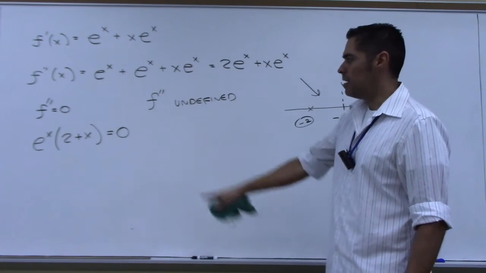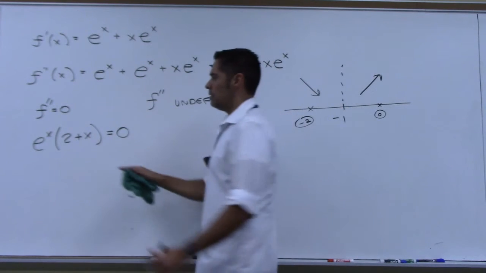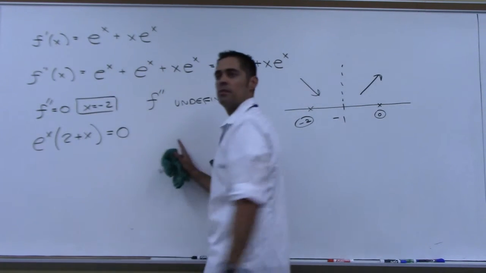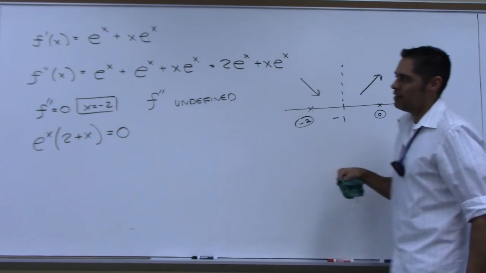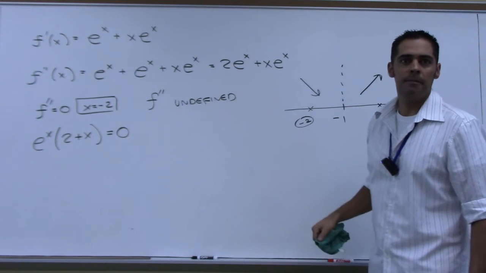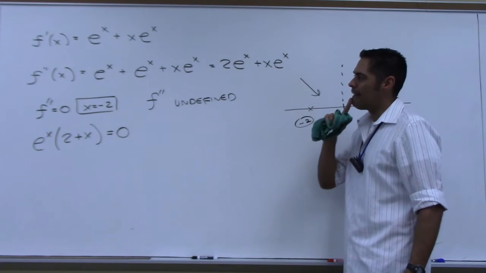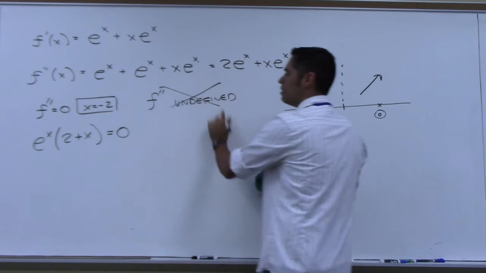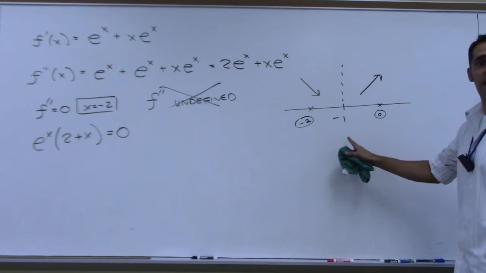What's the solution to this? Negative 2. Am I moving too fast, or are you all keeping up with this? We're good? All right. So now where's the second derivative undefined? Nowhere, right? So no issues. So I'm going to go through this again.